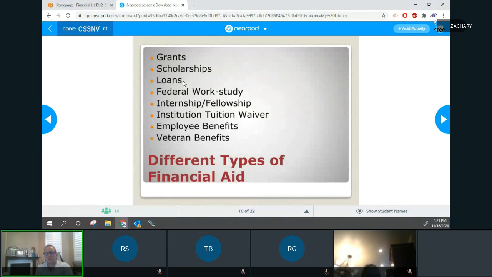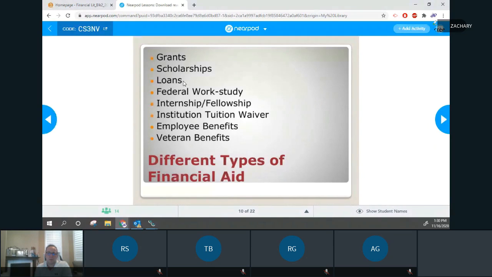Internships and fellowships, or sorry, federal work study. I apologize. That's next. So what they do is they'll get you into basically an advanced study area and submit you with a position where you would work there, and they would pay for your scholarship. Also, internships and fellowships are kind of the same thing. You work at that place, learn about the profession as you're going to school doing it.